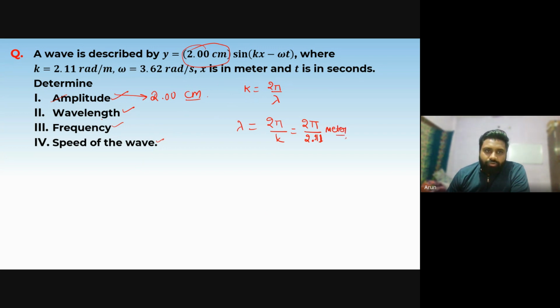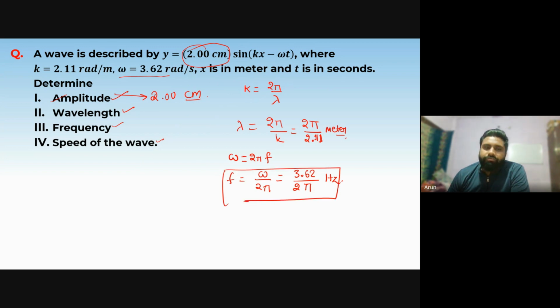Simple. If you talk about the frequency, you can relate it with omega. Omega is also given to you, 3.62. Extra effort is not required here. So omega is nothing but 2 pi f. So f is omega upon 2 pi. Omega is 3.62 upon 2 pi hertz. Okay. So this is how you're going to find out frequency.